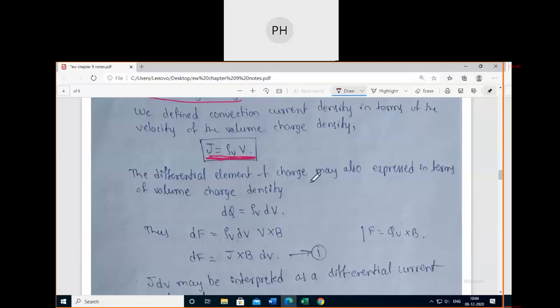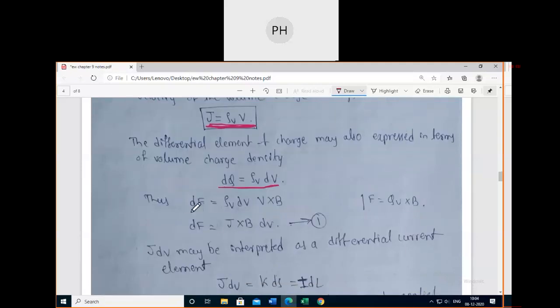The differential element of charge may also be expressed in terms of volume charge density. That is, dq is equal to rho v into dv. In previous chapters we have already seen what q is in terms of volume charge. So df, the differential force, is equal to dq into v cross b.